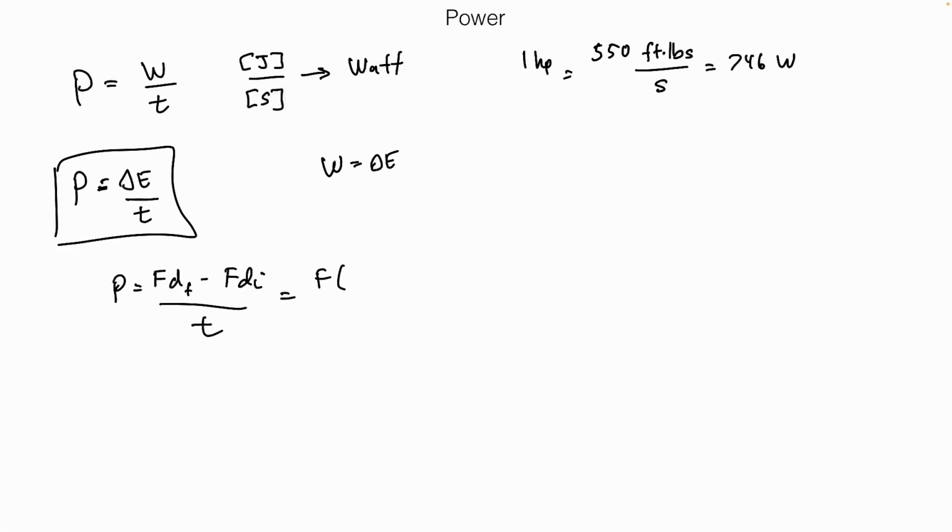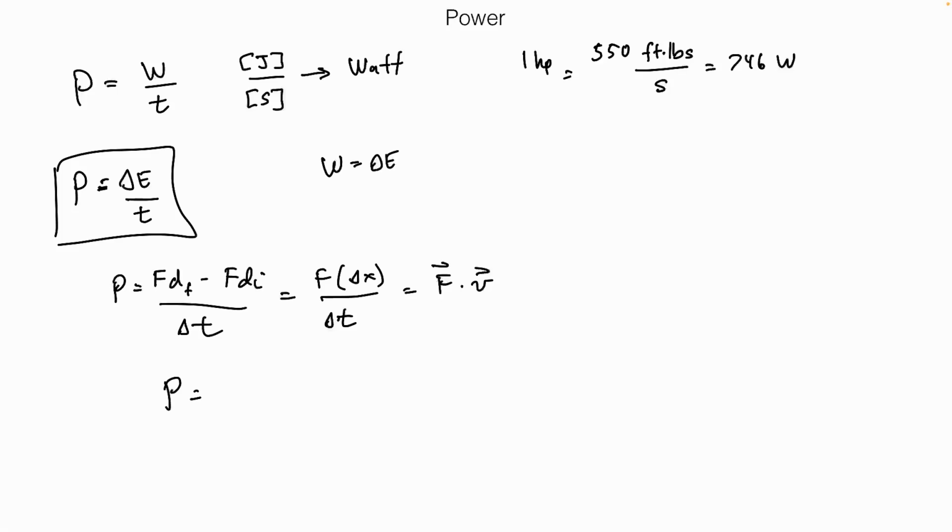We'll keep the force the same. How do I write a difference in distance? I could just say delta x, right? And so we've got that over delta time. What's a delta x over a delta time? That's a velocity, isn't it? So this ends up being F times a velocity. Power is a scalar. It's not a vector. But force is a vector, and so is velocity. So what kind of multiplication is this? The dot product again. Okay.